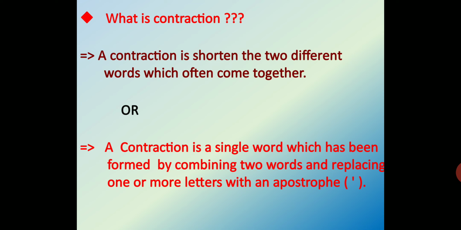To make the word in short form, we use an apostrophe. So you can say that a contraction is a short form of the word and we use an apostrophe to write the short form of words. The apostrophe shows us that one or more letters are omitted from the words.